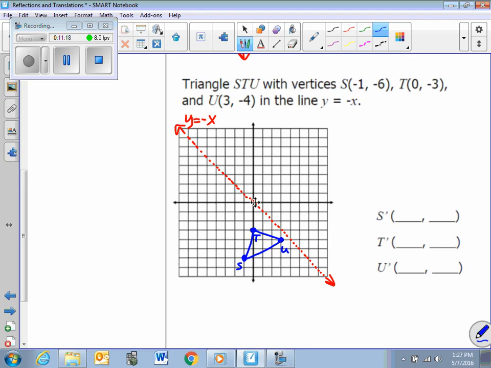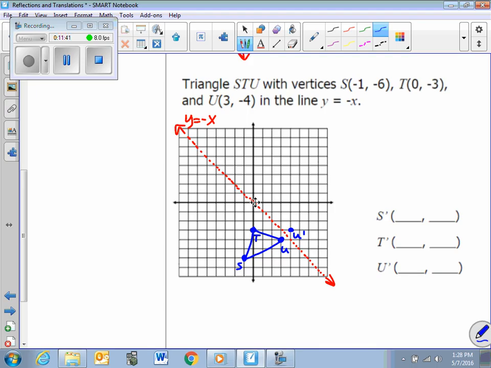So actually what I have to do here is put my point on point U, and I see that to get to the line I have to go up 1. So what I want to do to get the reflected point on the other side is go over 1. So that's where U prime is going to land, right there. And I take a look at point T right here.